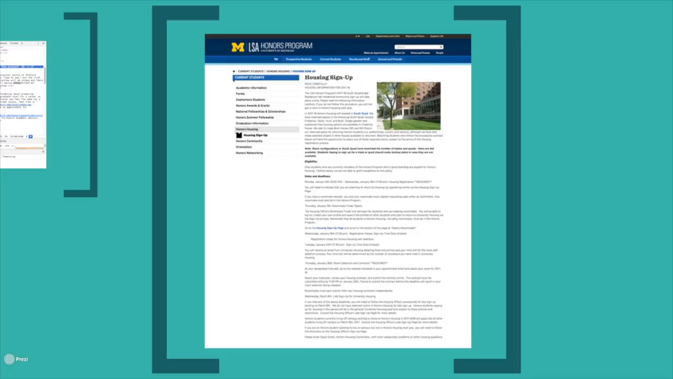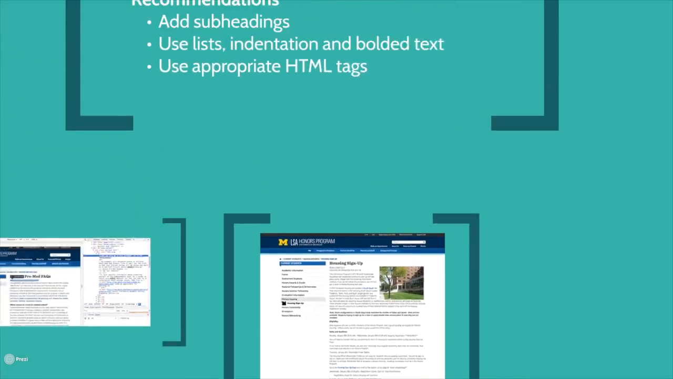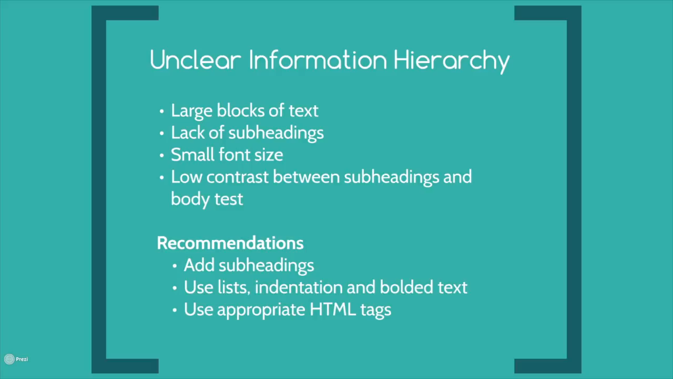Besides, H4 and B tags are often used for second-level headings, which do not provide enough contrast and free space between the subheadings and the body text. Taking these into account, we recommend that our client chunk large blocks of text with subheadings, lists, indentation, and bolded text. H2 or H3 tags should be used for subheadings instead of H4 and B tags.